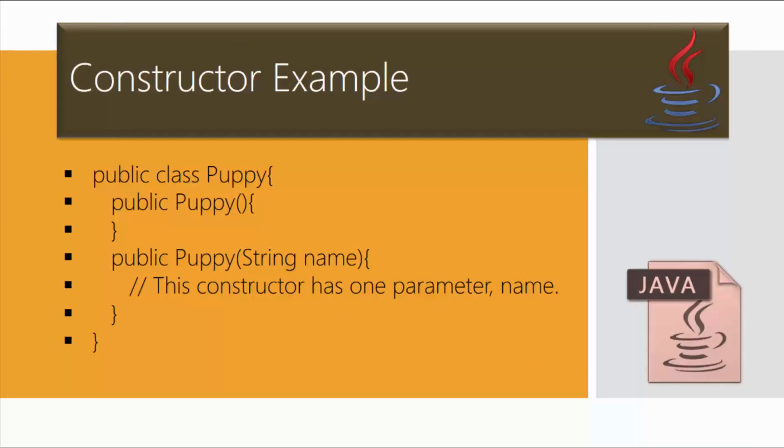Here's a simple example of a constructor. So we have the public class called Puppy, then we created public Puppy, and of course we gave the string name, and this constructor of course has only one parameter, which is the name. So anything within those parentheses is a parameter or set of parameters.